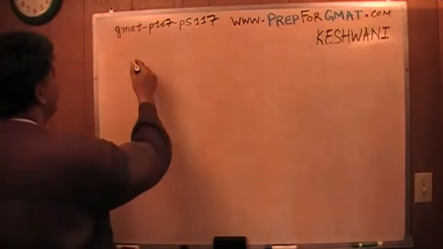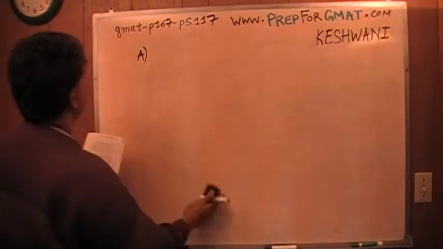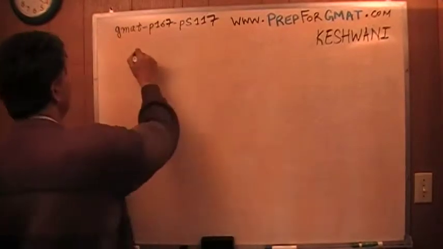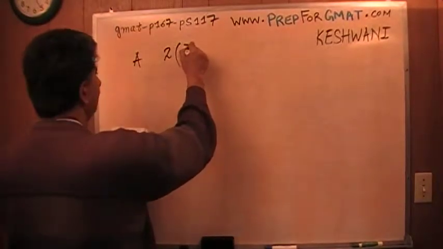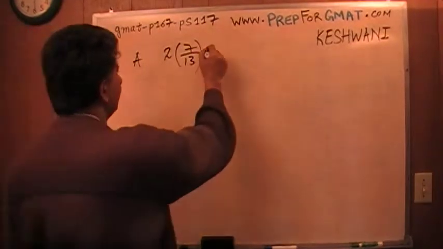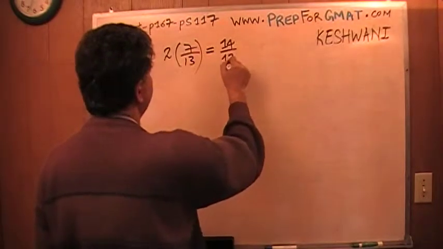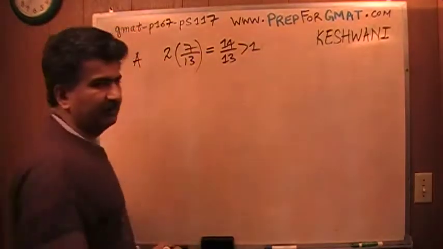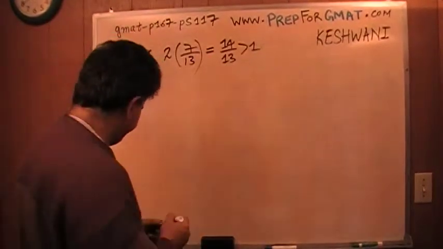A says 2 times 7/13. Well, 2 times 7/13 is the same as 2 times 7 is 14, 14 over 13. Of course, that's going to be more than 1. I'm looking for something that is less than 1. That's not it. Let's see what B says.